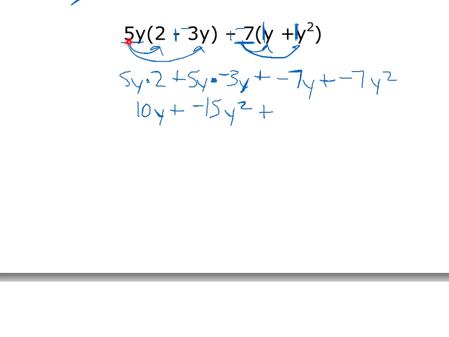So in this distribution, we had the 5y times the negative 3y. 5 times negative 3 is negative 15. And y times y is y squared. Easy, right? Negative 7y plus negative 7y squared. Any questions about this so far? Denzel. If you did the negative 5y times 2, isn't that... Oh, never mind. Yep. Because I wanted to do the 10y times negative 3y. Yep, we can do that.